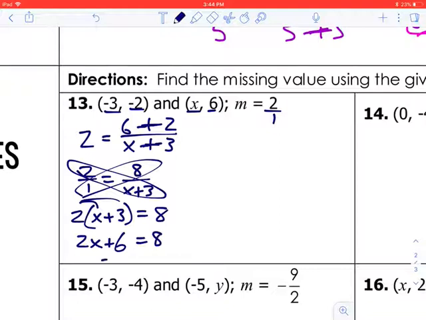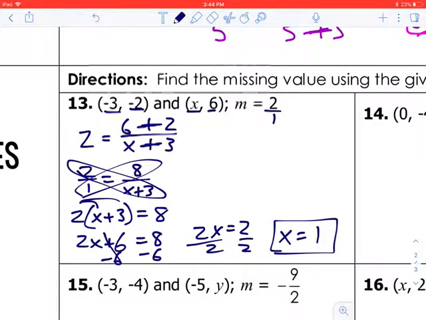Now we solve for x. So subtract 6 from both sides. I get 2x equals 2. Divide by 2, I get x equals 1. And there we are.